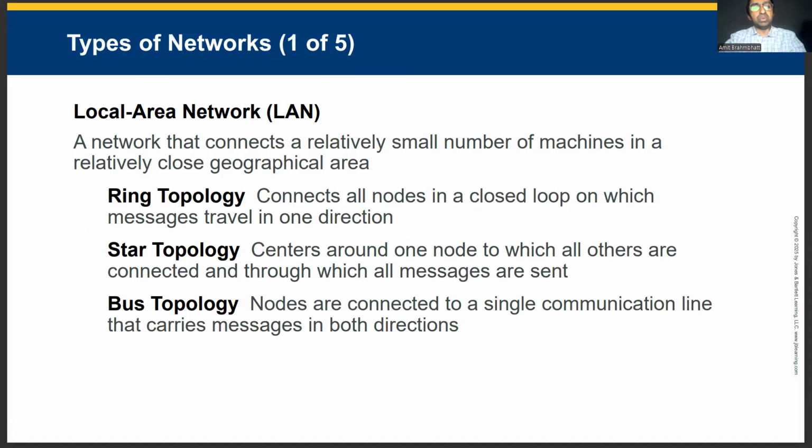A local area network or LAN connects computers within a small area like a building. Three common topologies determine how devices connect. A ring topology forms a closed loop. A star topology connects all devices to a central hub, and a bus topology uses a single shared communication line. Each has advantages and weaknesses in terms of reliability and performance.